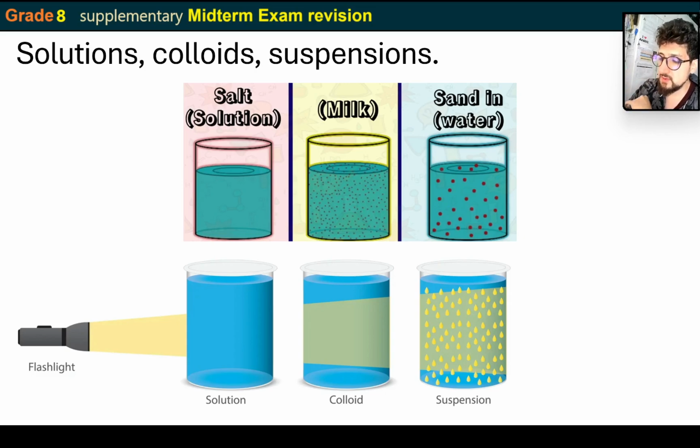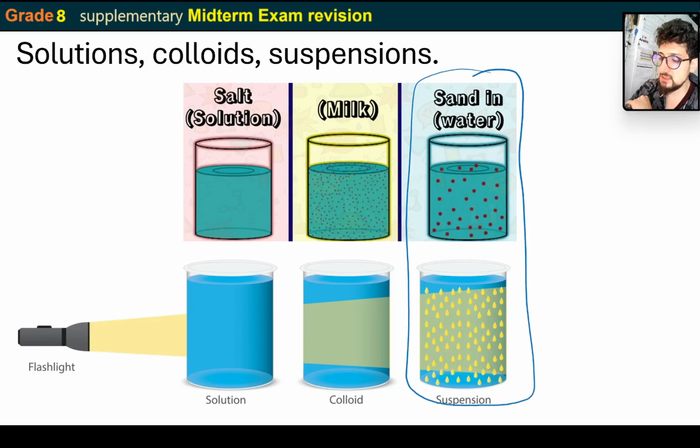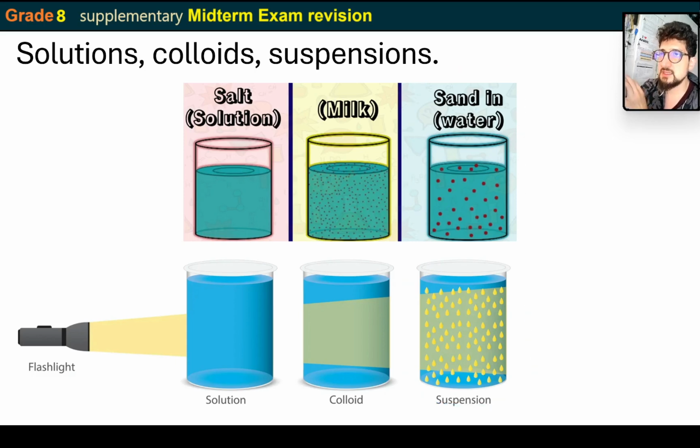Now, the last one I want to talk about is suspension, and suspension is the easy one to explain. Suspension is the one where if you leave it for a while, the particles separate from the liquid, right? For example, oil and water. If I leave oil and water for a while, even after I mix them, the oil will go on top of the water because the oil will separate from the water because it's a different density, and that's what we call suspension. Another example is sand and water.